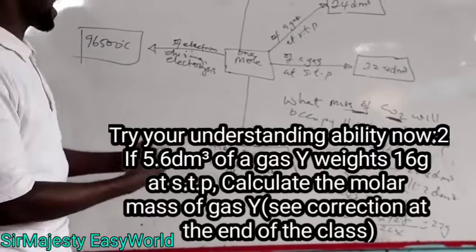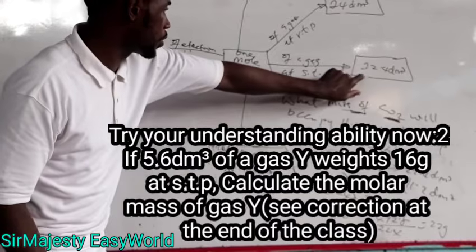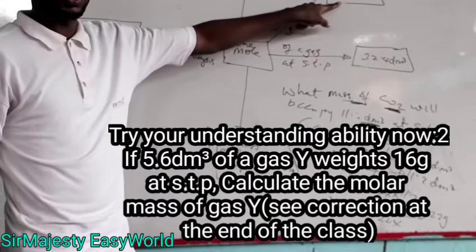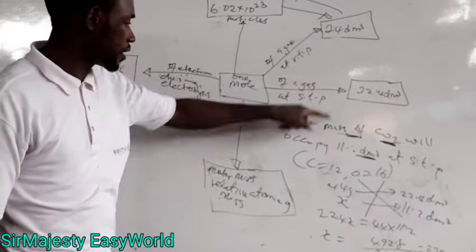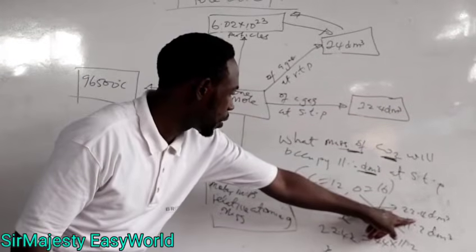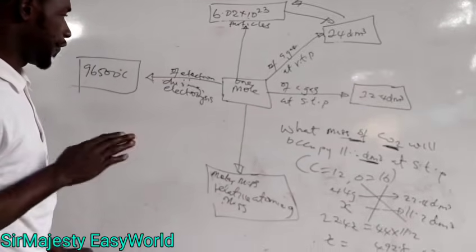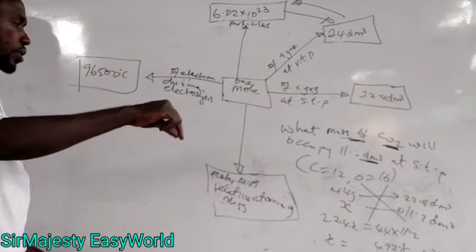Let's assume now the question is reconstructed. They say at RTP now, you are no longer going to use STP. You are no longer going to use this value. Rather, you now use 24. If they change this STP to RTP, you now just replace here with what? 24 dm³. So you should know first the units that the questions carry.